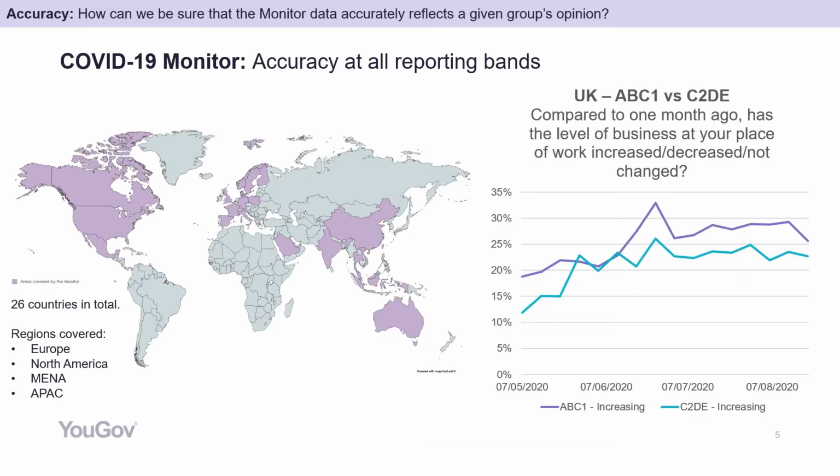And when I talk about accuracy, I'm talking about how can we confidently say that the data that we're reporting is representative of the groups that we're talking about. And the monitor does this in two different ways. The first is that when it comes to large-scale reporting, the monitor covers such a large swathe of countries that we're able to talk confidently about regions in isolation, and we're able to confidently compare regions.